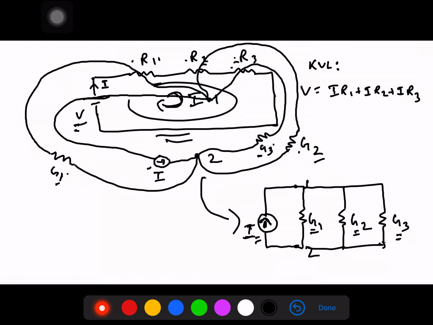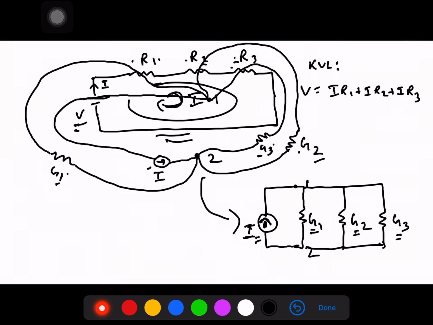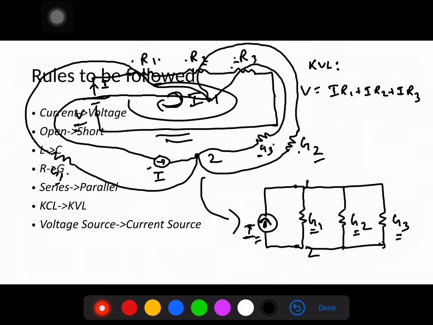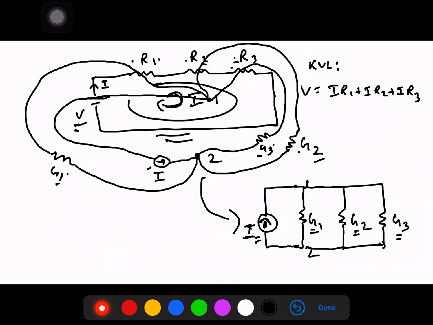Now if you look at the previous example that we saw, it's the same, isn't it? So this is how you arrive at the dual of a circuit. It's very simple. You just have to remember these points. For every mesh you have, you need to take one point inside the mesh and one point outside the mesh.